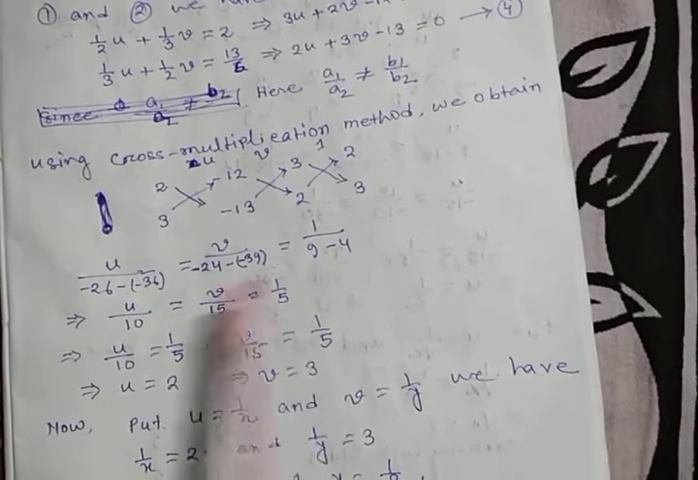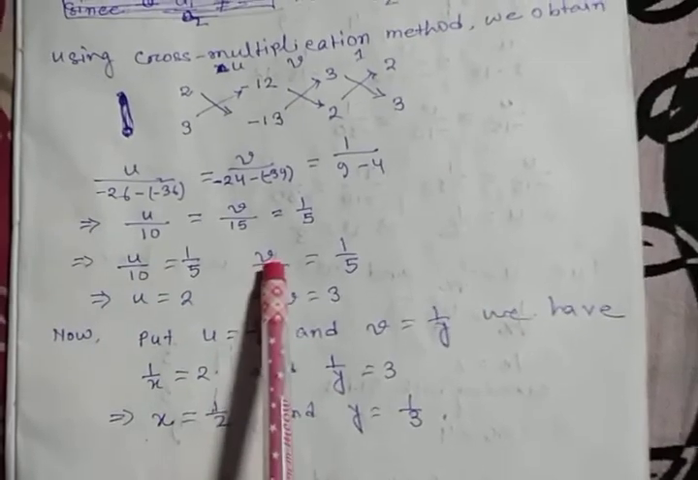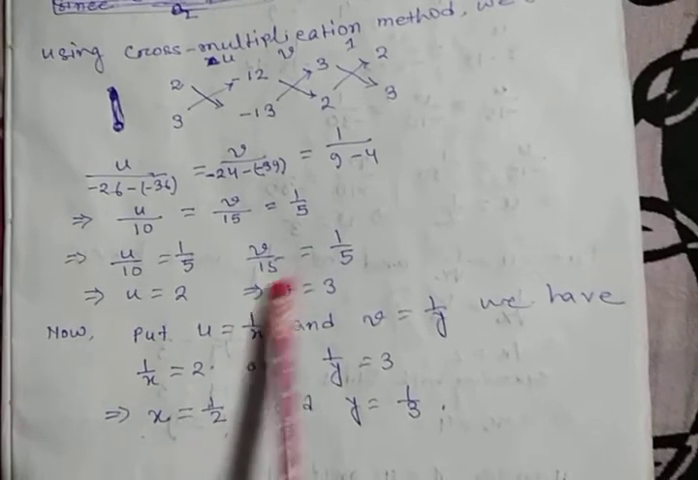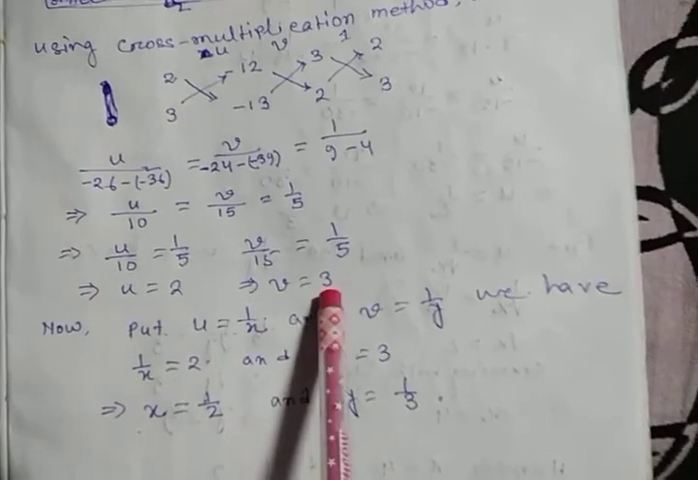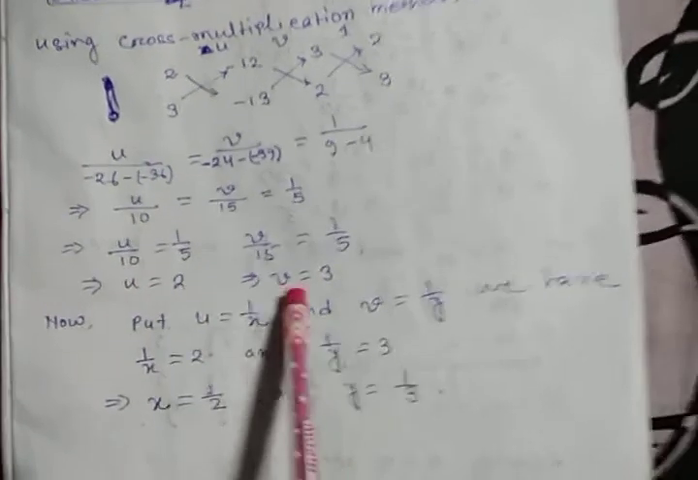Now we take the first and third ratio. So u by 10 equal to 1 by 5. After calculating, it becomes u equal to 2. And the second and third ratio: v by 15 equal to 1 by 5, so v is equal to 3. So this is the value of u equal to 2 and v equal to 3.